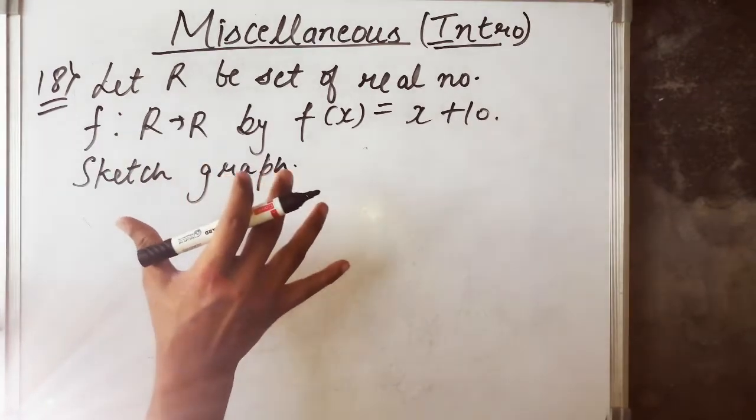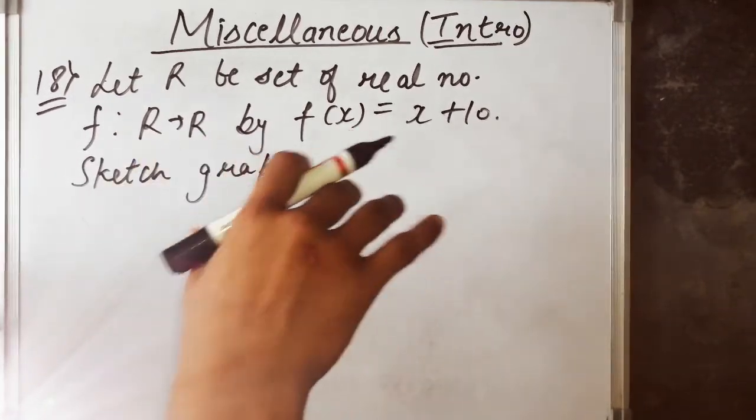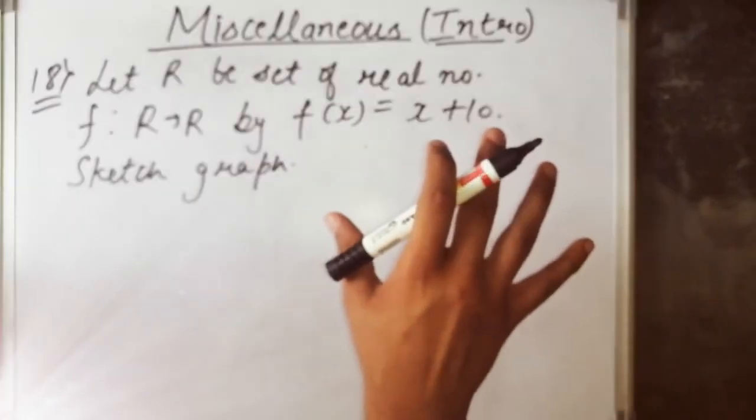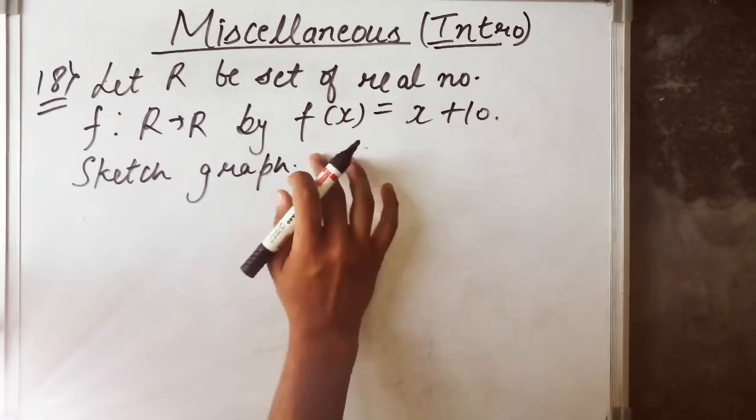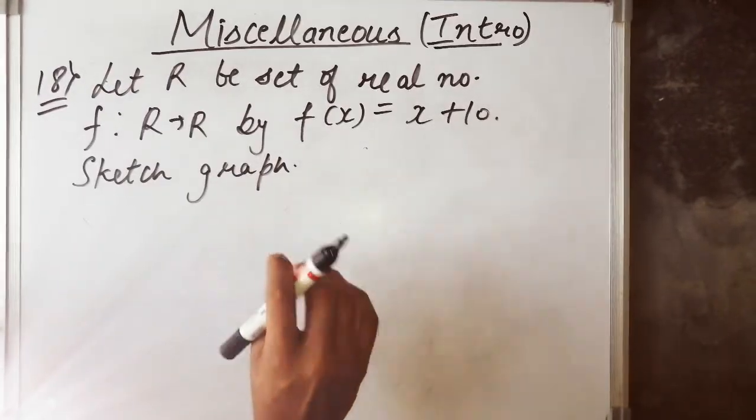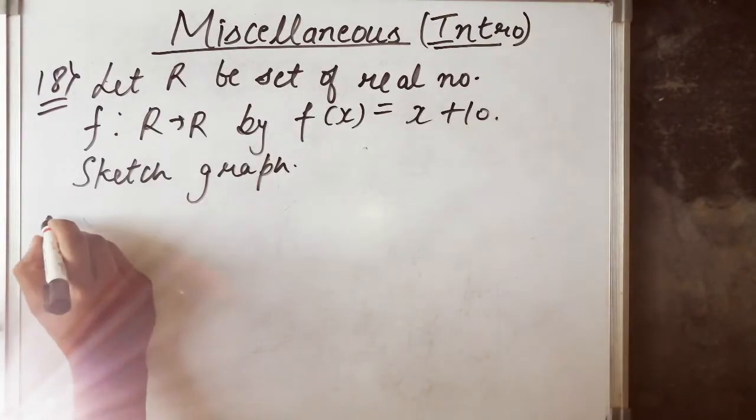In this question, what the examiner is basically asking is: let R be the set of real numbers, and the function is defined on real numbers by f(x) equal to x plus 10, and we need to sketch the graph of this function. Let's have a look at the solution.